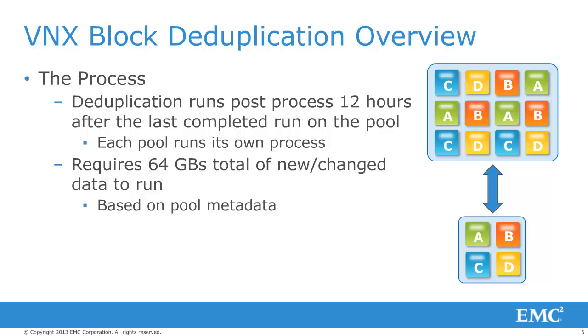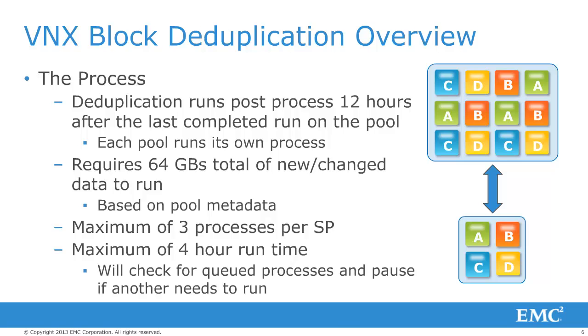A maximum of 3 deduplication processes may run at a time on each SP. A deduplication process will run for a maximum of 4 hours. After 4 hours, the SP will check for queued deduplication processes. If one or more are found, the current deduplication process is paused and another is allowed to run. If there are no queued processes, the deduplication process continues to run on the pool.